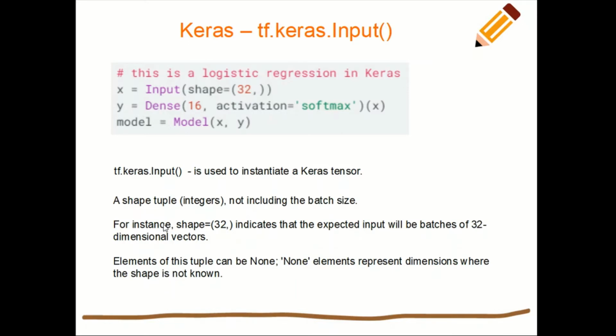The shape of this input can also be None. That means if we do not know the shape, we can say that we do not know, or if we know the shape partially, we can say that as well. The input is then going to be fed into the dense layer using the functional API or just using the sequential API.